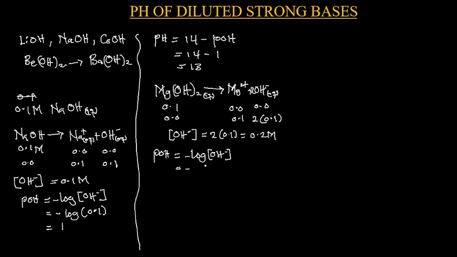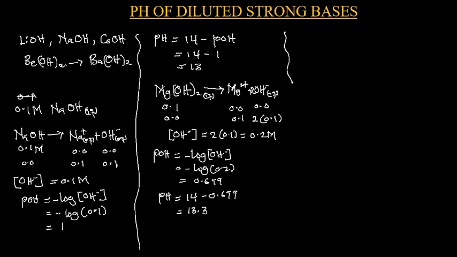So we put that in there, minus log of 0.2, and then we're going to be having the pOH to be equal to 0.699, right? So what is the pH? It's going to be equal to 14 minus pOH, which is 0.699. So the pH of 0.1 molar magnesium hydroxide is going to be what? It's going to be 13.3. So that is the pH of 0.1 molar magnesium hydroxide.